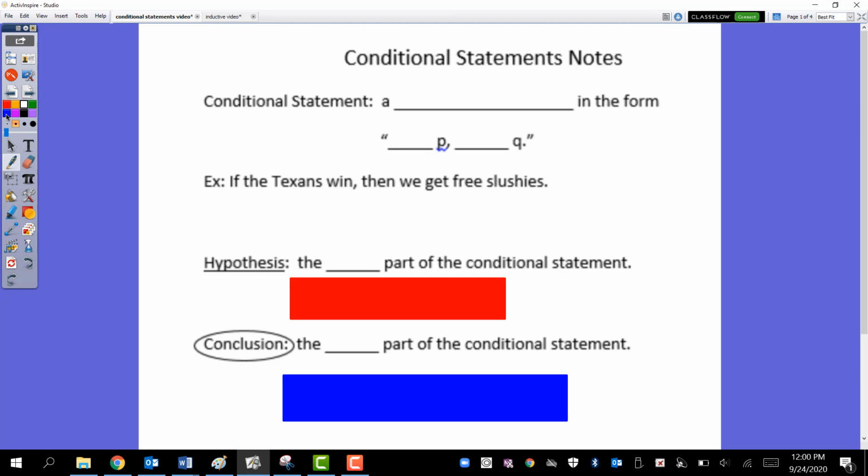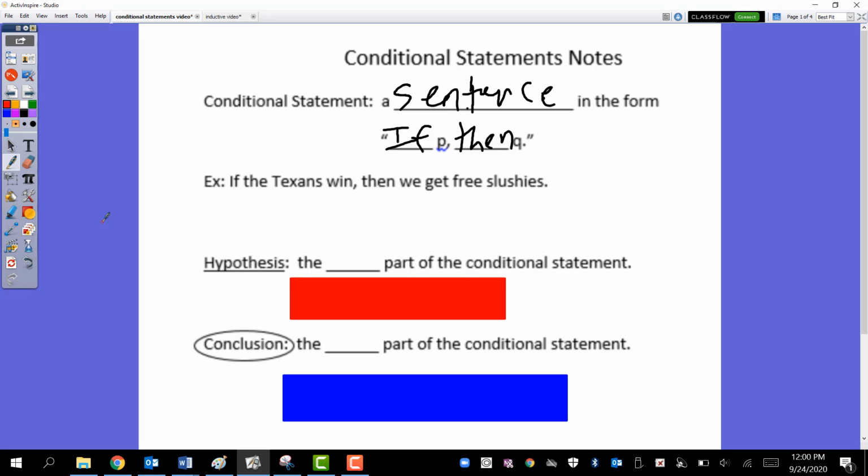All right, the next topic we're going to talk about is conditional statements. So a conditional statement is a sentence in the form if P, then Q. So it has to start with the word if, say some stuff, and then have the word then in the middle, and then say something else. So an example of this type of sentence is right here. If the Texans win, then we get free slushies.